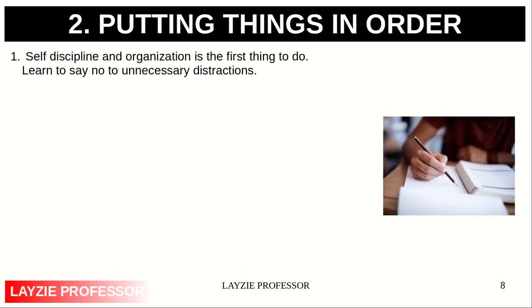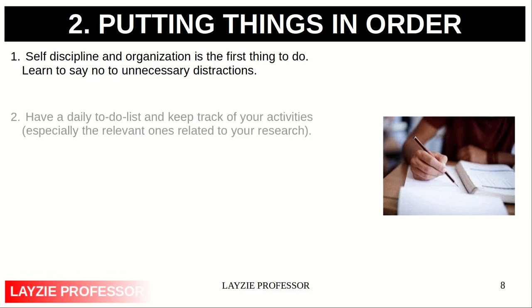Self-discipline and organization is typically the first thing to do in trying to put things in order, so you can be efficient in using the time to do the research. And one important thing is that as a student, once you want to embrace discipline, you also need to learn to say no to distractions, things that will draw your mind off the research. You need to be able to reject these things.